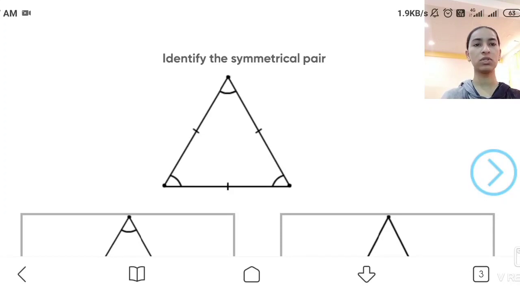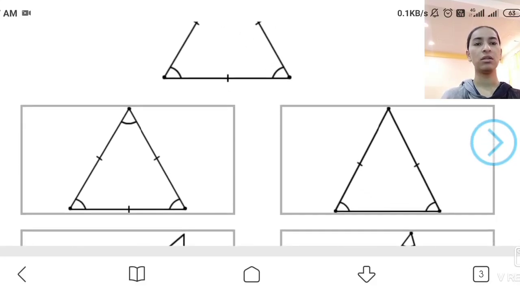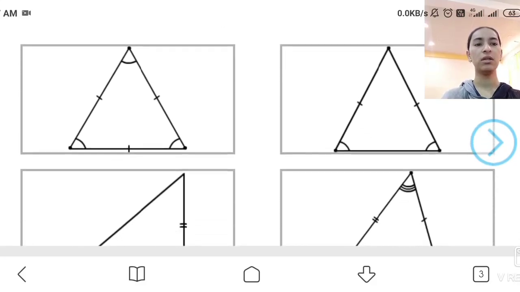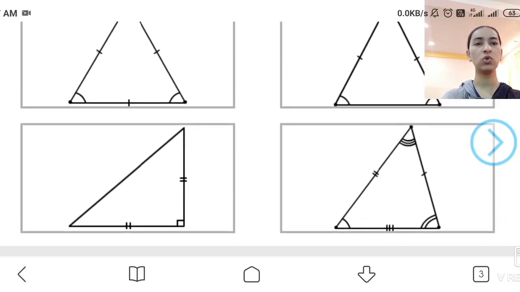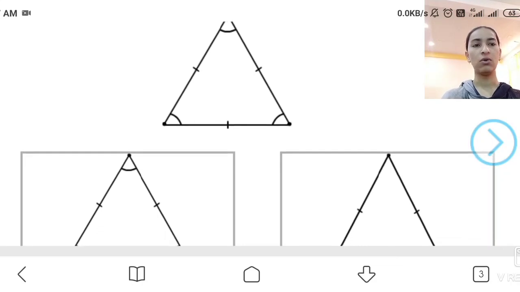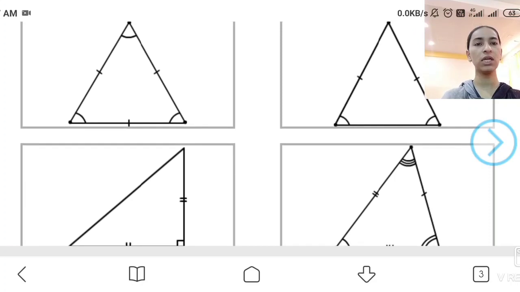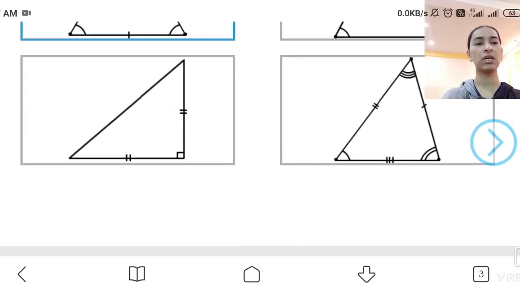See, the first question is identify the symmetrical pair. The rectangle is given and downside the options are given. This is first option, second option, third and fourth option. We have to choose which option is correct for our question. Now you can see which option is correct, first, second, third, fourth. I have chosen the first one. Now you can see the blue mark is there.